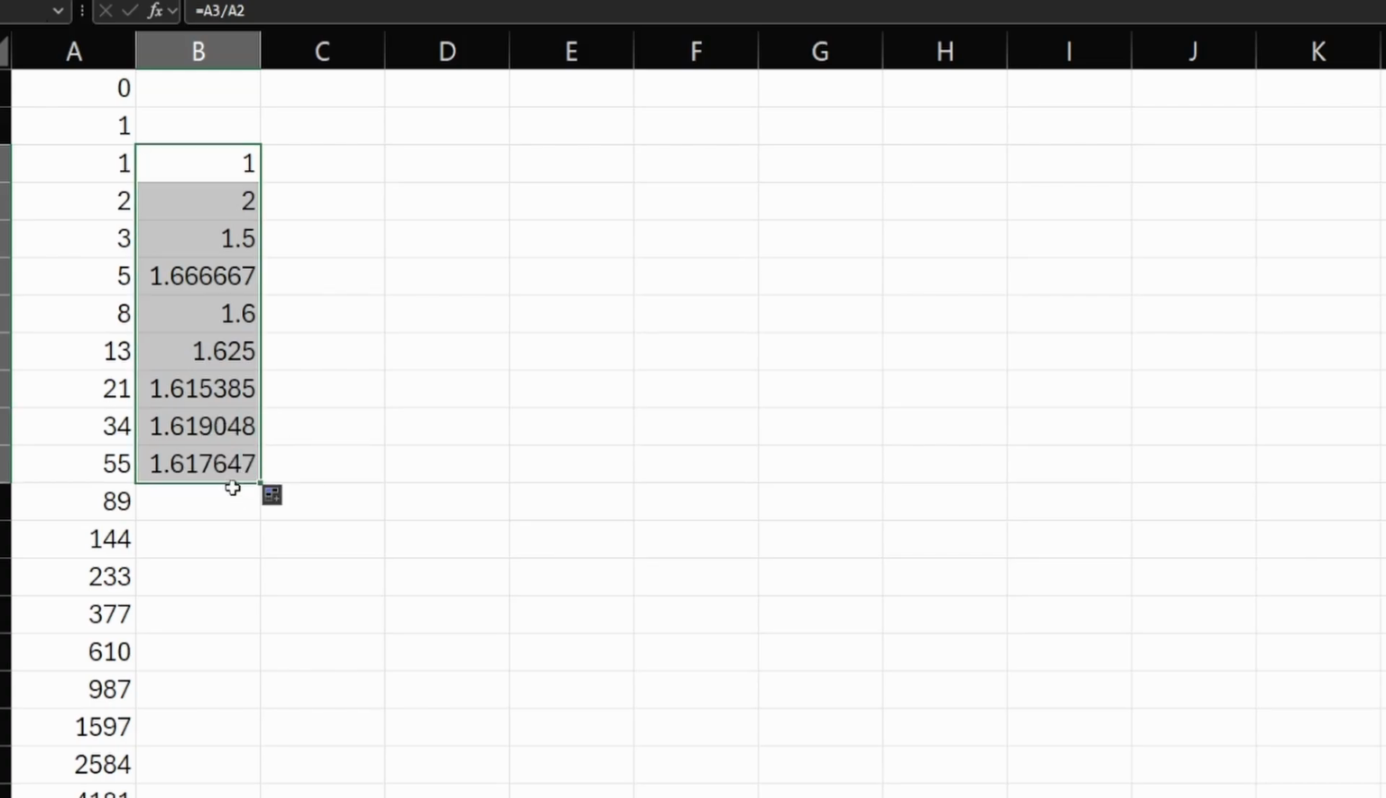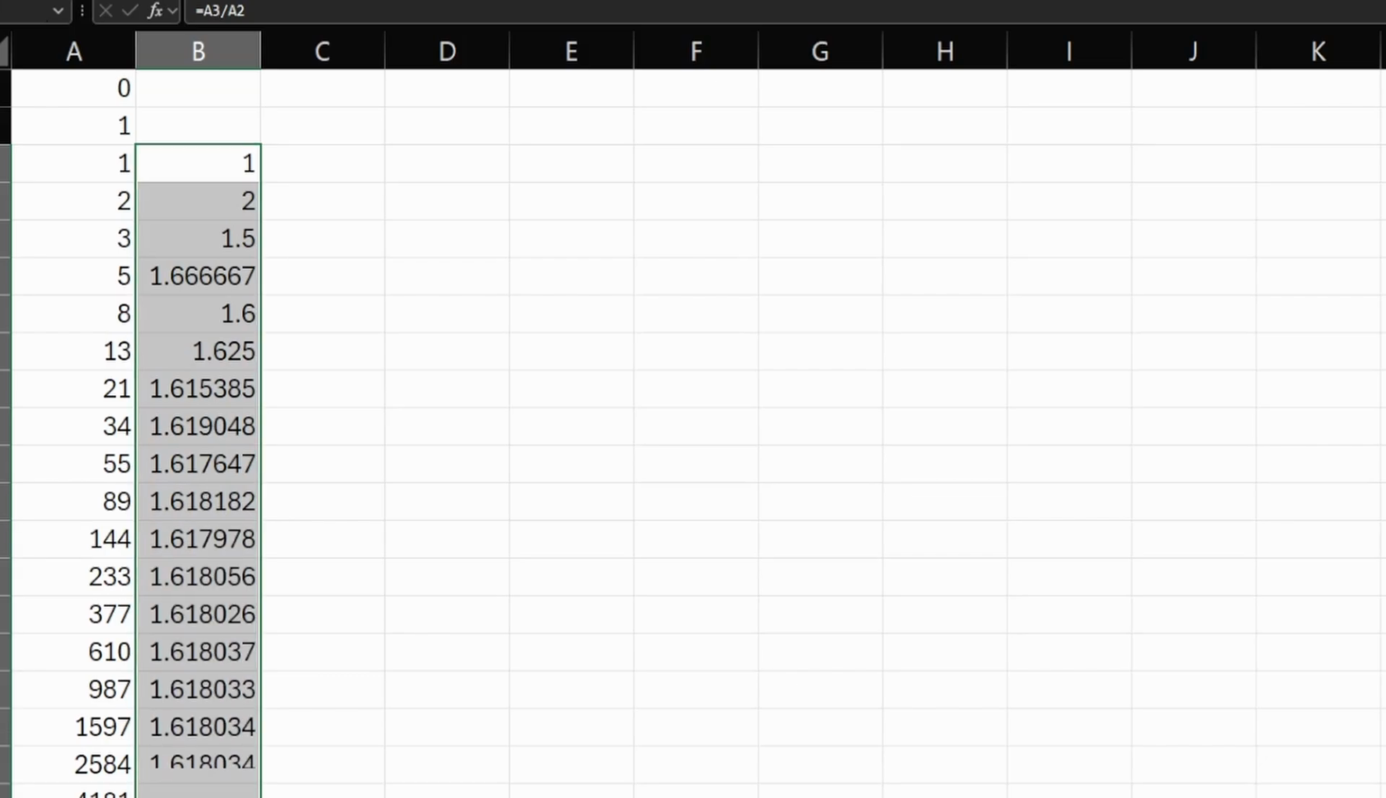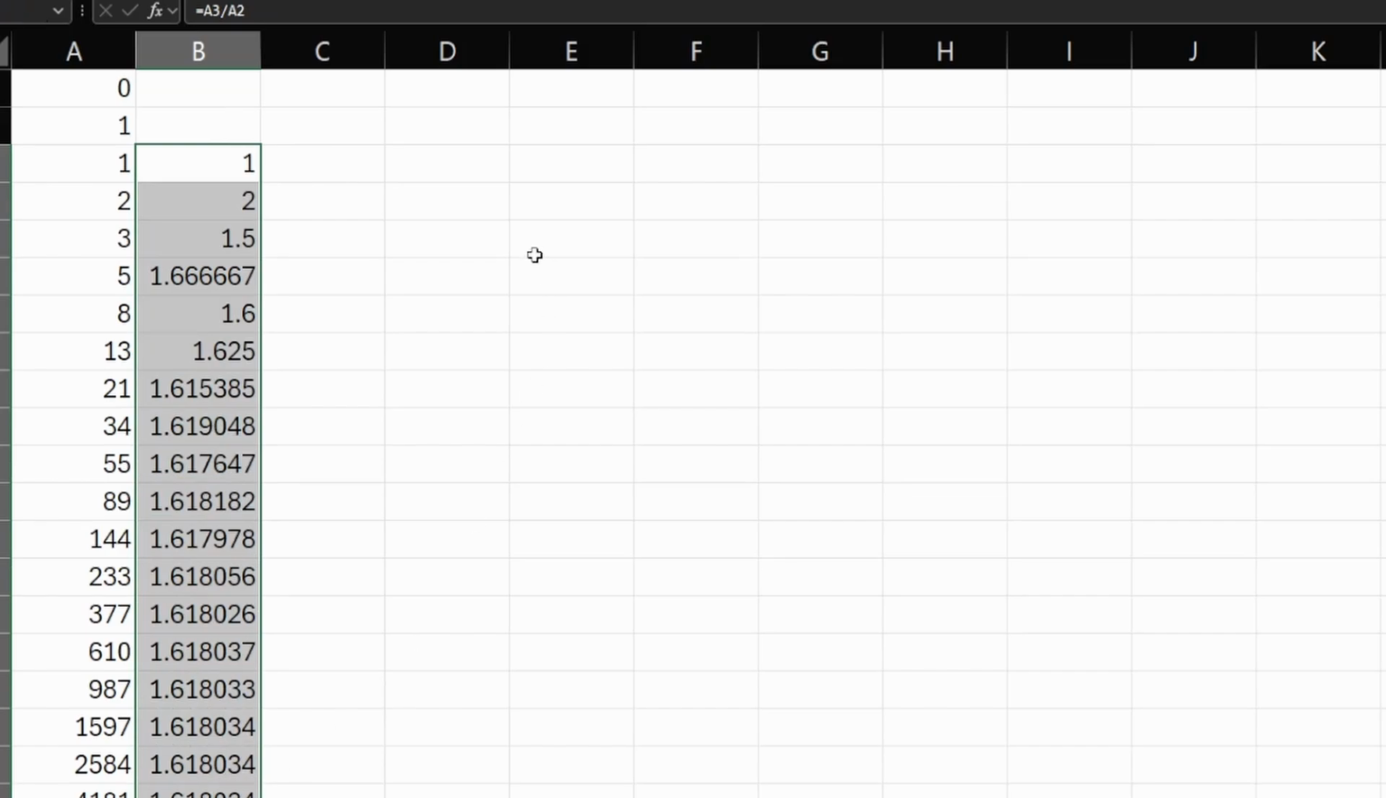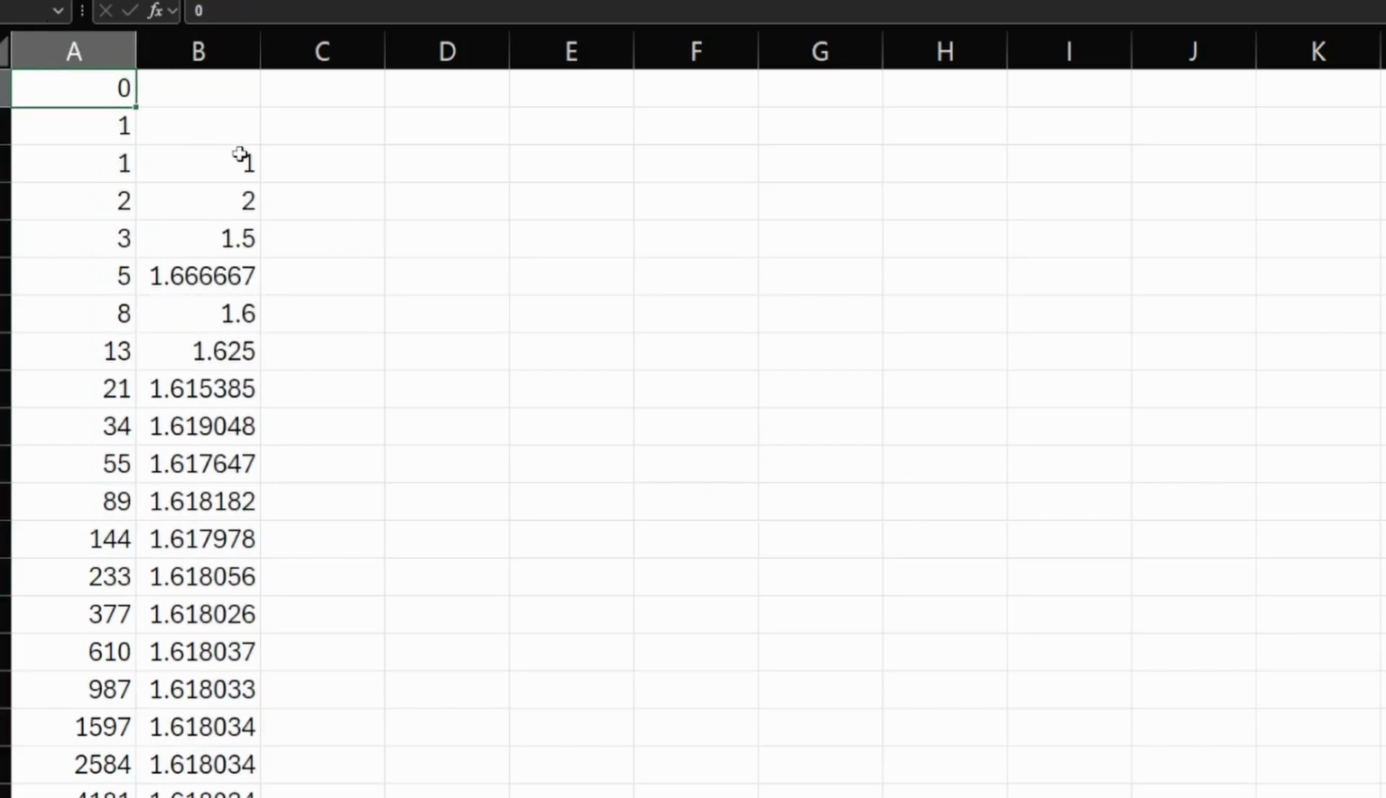is common, 1.61, and it's actually settling down. If I continue to drag this down, let's go all the way down to our 20, you'll notice that the last 3 terms have settled down to 1.618034, a number which you may be familiar with. It's actually called phi, or the golden ratio. So basically what we're saying is the ratio of successive terms in the Fibonacci sequence settles down to phi, the golden ratio. But does it actually matter what our 2 seed numbers are?